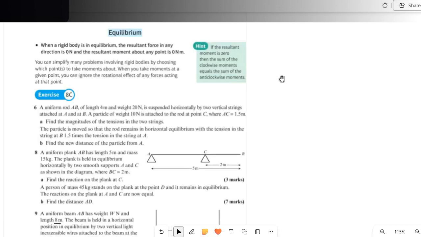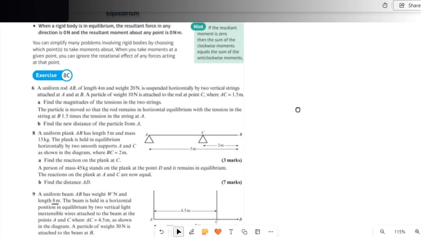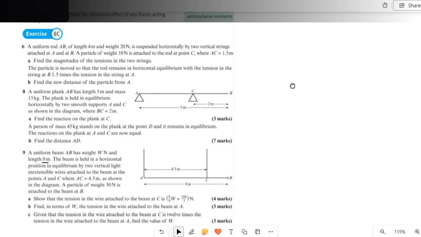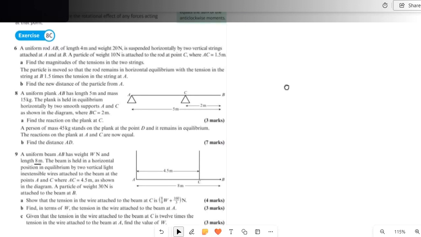And now let's talk about the concept of equilibrium. When a rigid body is in equilibrium, the resultant force in any direction is 0 newtons, and the resultant moment about any point is 0 newton meters. You can simplify many problems involving rigid bodies by choosing which points to take moments about. When you take moments at a given point, you can ignore the rotational effect of any forces acting at that point. So let's do some questions from exercise 8C from the M1 book.